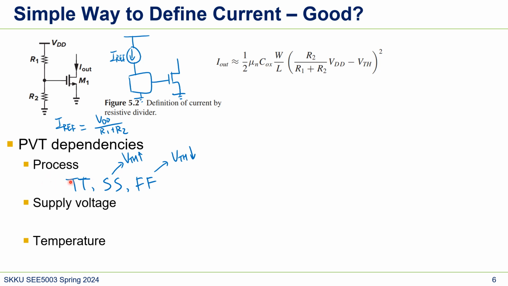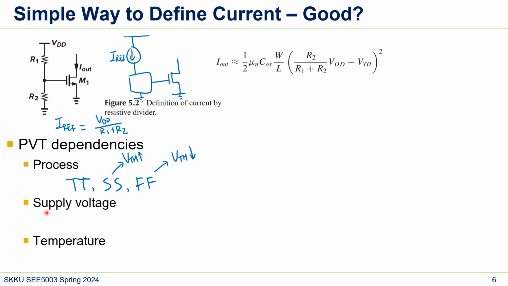So the process is defined when we make a chip. So it depends on each die. It will not change. So once the chip is fabricated, this process is fixed. And so what it says is because this VTH is variable, because of this process variance, we cannot have a constant I out, right?